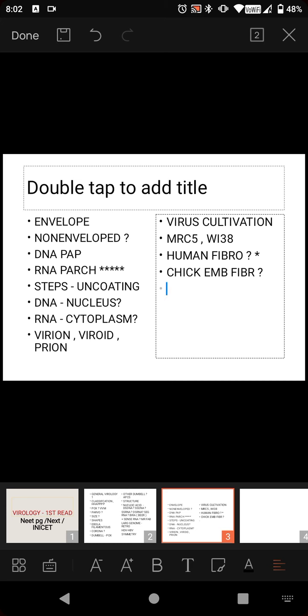So for the continuous cell line, every other thing is a continuous cell line only. HeLa, Hep2, KB, McCoy, Vero, Detroit, BHK, Chang, Silk. Just remember the names, go through them once, it's more than enough. Everything sounds like a scientific cell line. Then coming to the inclusion bodies, a very, very important topic.